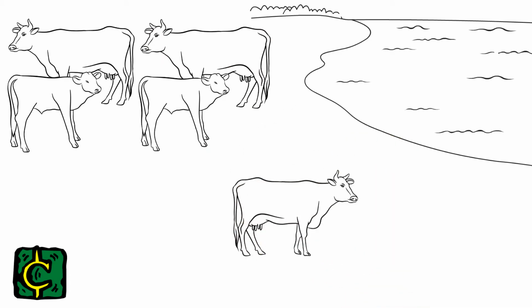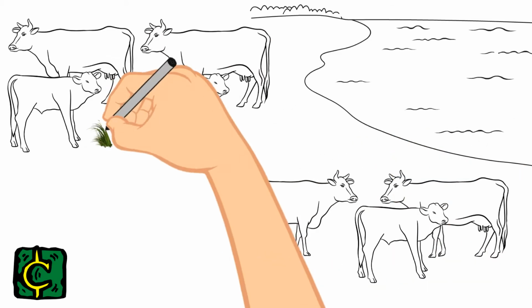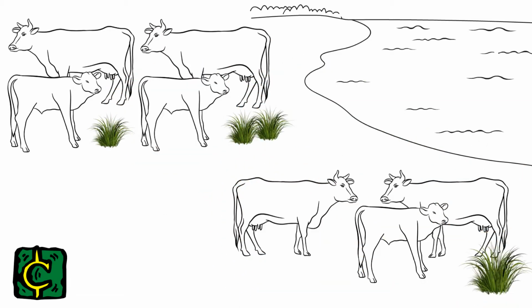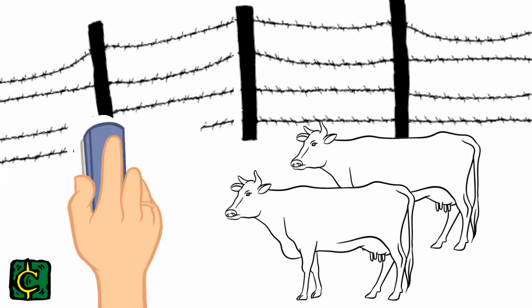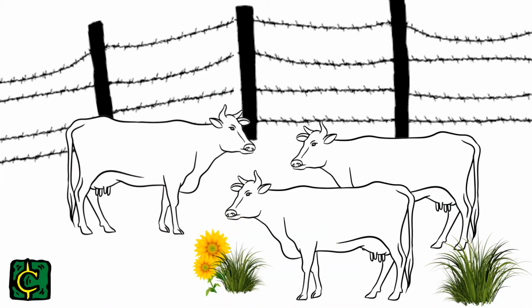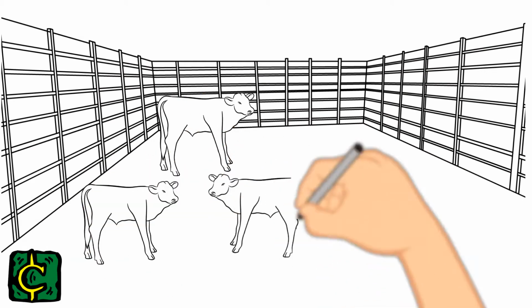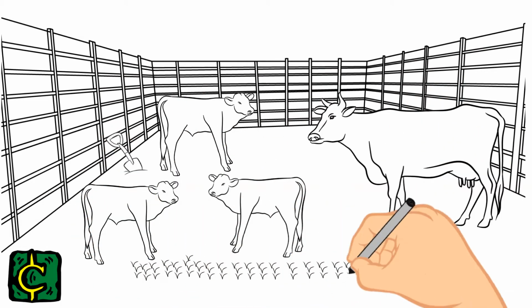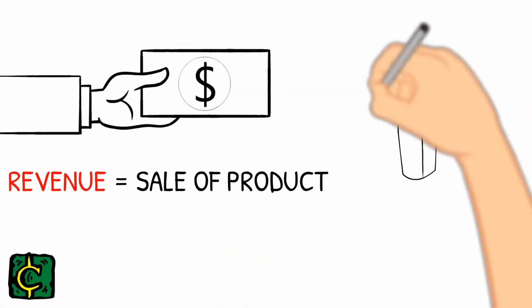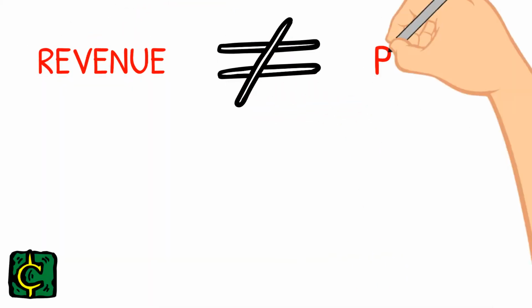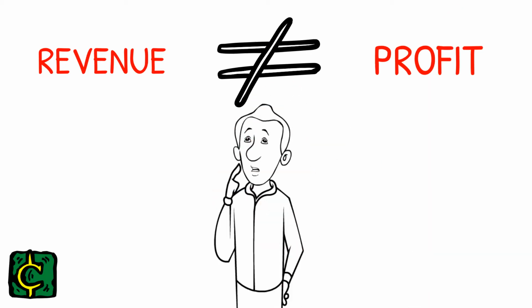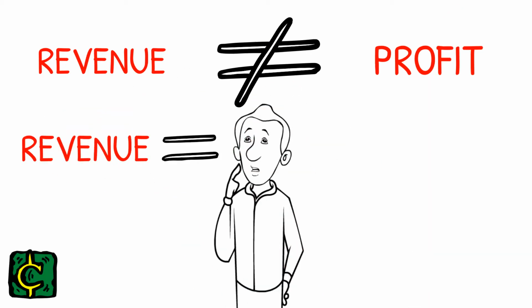We have cows out in a pasture and they have calves. The time comes to wean the calves. We put the cows in a separate pasture and we take the calves, maybe also a cull cow, to market. When they are sold, we earn revenue. But that doesn't necessarily mean that we turned a profit. Revenue equals sale of product.